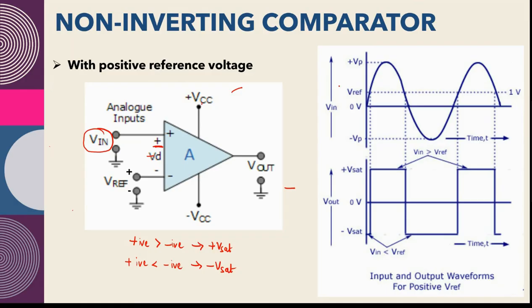For example, we'll say the reference voltage we have kept is 3 volt. And the input voltage is sinusoidal, a varying signal. To show it is a varying signal, I'll say the maximum is 5 volt, minimum is minus 5 volt.